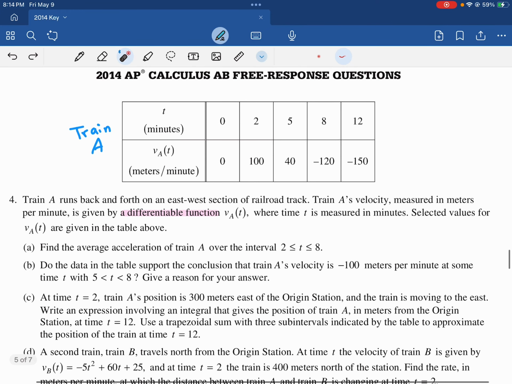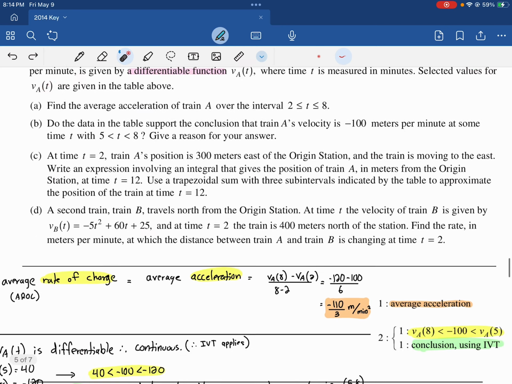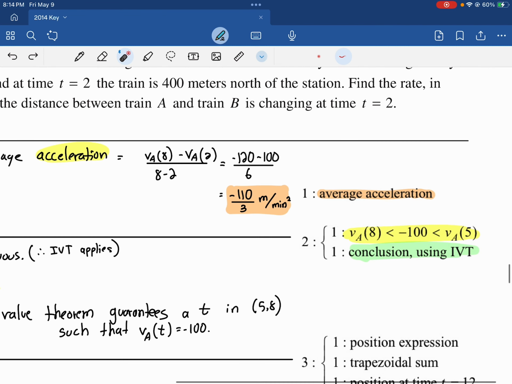Let me double check my units here. Meters per minute. I guess MI would be miles. Meters per minute. Because it's acceleration, it's a rate of a rate. 1 point for that average acceleration.